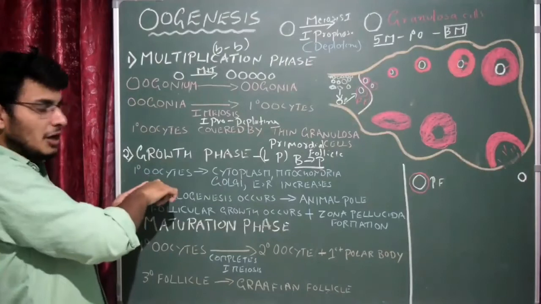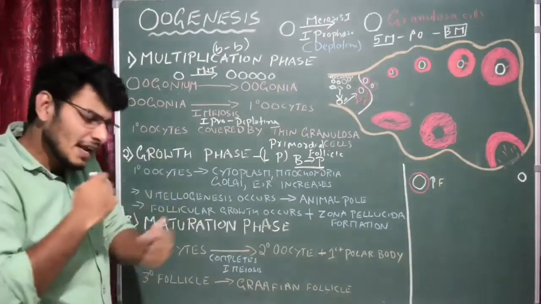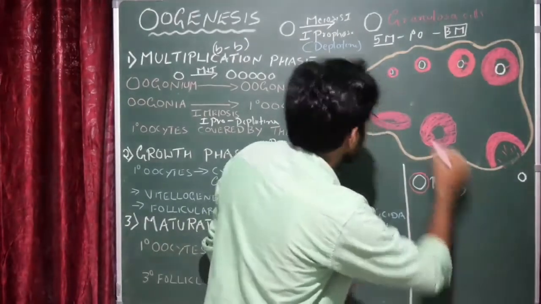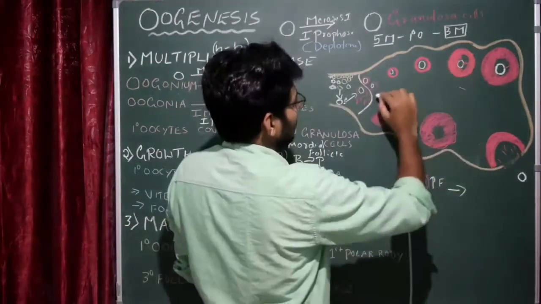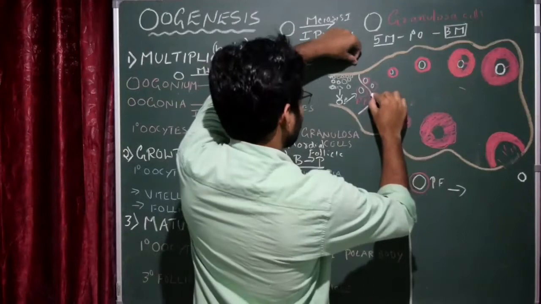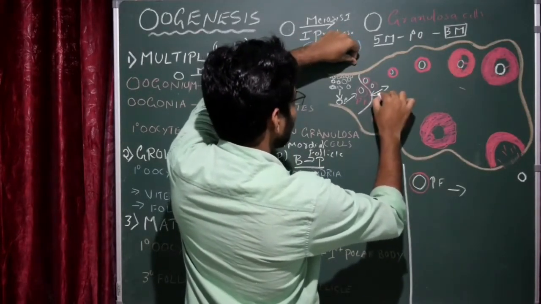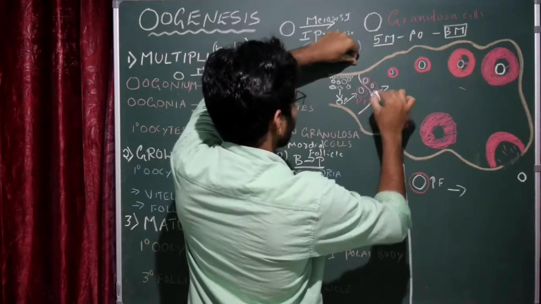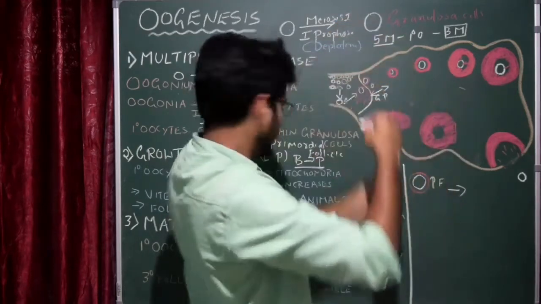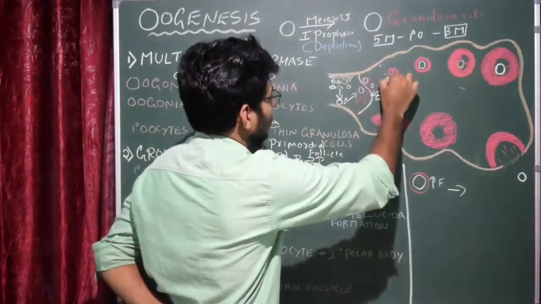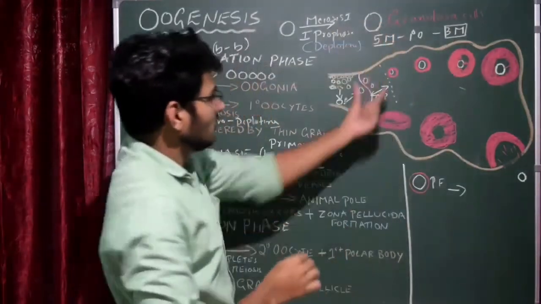Now what we have is the primordial follicle surrounding the primary oocyte. The primary oocyte slightly undergoes certain changes. I'm talking about this one, this is after birth. From here to here is actually the growth phase. From here to here is the maturation phase. So this is the thing to understand.